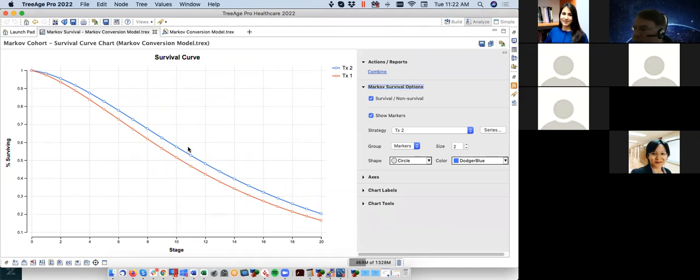And you can illustrate the impact of your strategy. Let's say this is the standard of care and this is a new strategy, you can emphasize the difference between what you can expect for your population if you move to a new strategy.